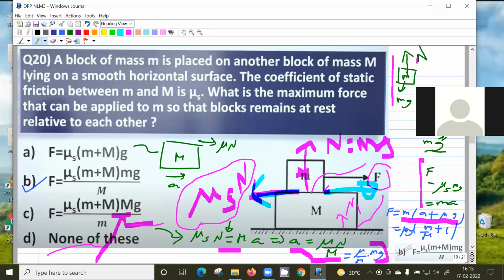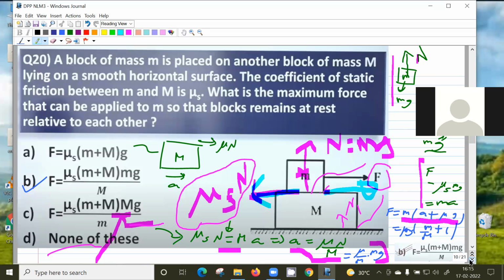Initially they are together. When the force F is applied, they will try to separate, right? So that separation effect can be avoided if the motion of small m is reduced and the motion of capital M is increased. That's what the friction does. Friction is reducing the motion of small m, but increasing the motion of capital M, so that capital M moves along together with small m.